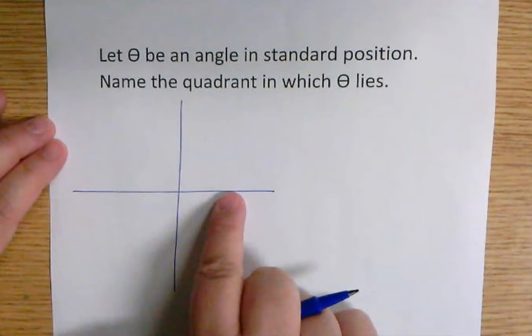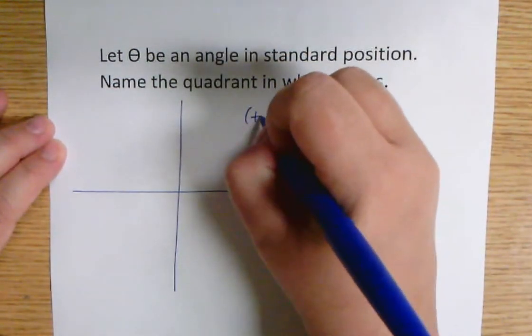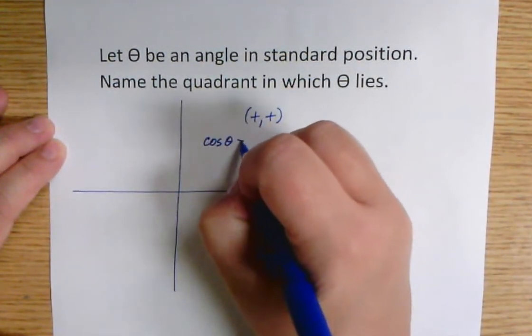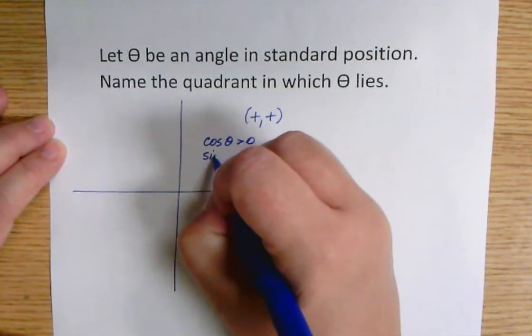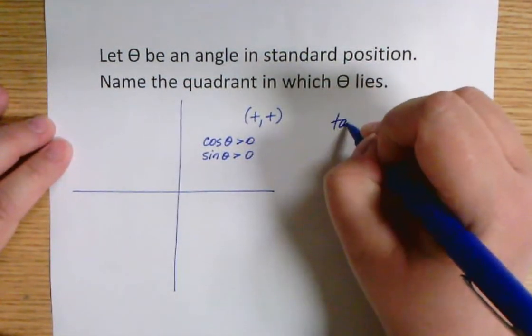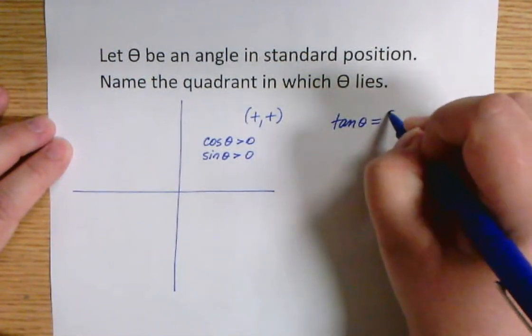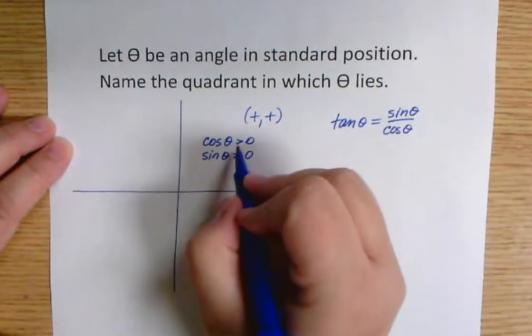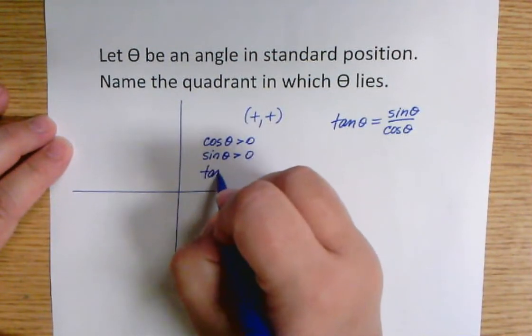In the first quadrant, everything's positive, right? So that means my cosine is positive. My sine is positive. And remember that the tangent is the sine over the cosine. So if they're both positive, the tangent is positive.